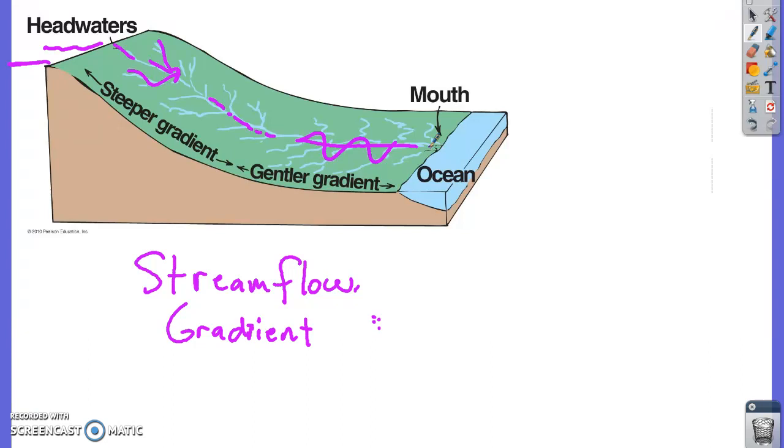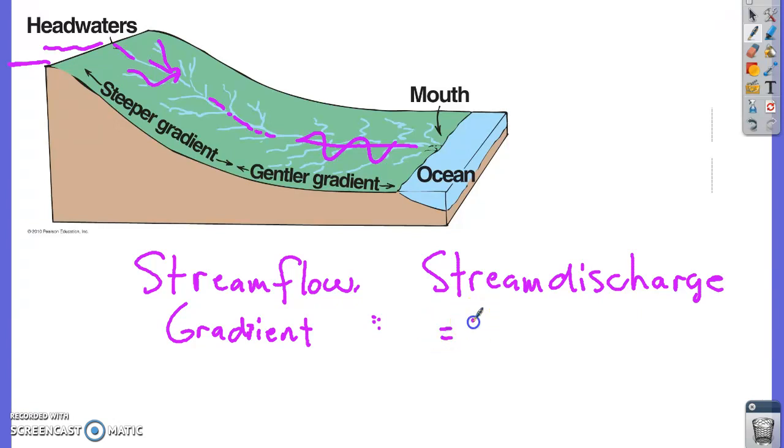All right, now how much discharge, or how much water, can a stream carry, and how would you calculate that? Well, basically it has to do with cross-sectional area. So discharge is equal to the cross-sectional area, I'm just going to put CS for cross-sectional area, times the average stream speed.